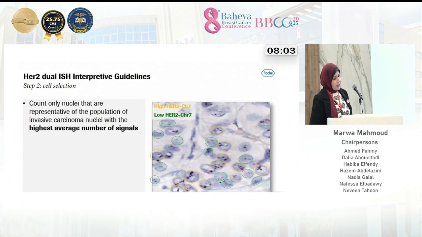هنكمل في السيل سيلكشن إن إحنا هنكاونت only nuclei that are representative للـpopulation of invasive carcinoma with the highest average number زي ما قلنا. يعني هنا اللي بالأخضر ده فيها نيوكلياي فيها low signals، فأنا مش هعد فيها، أنا هختار النيوكلياي اللي فيها high HER2 high chromosome 17 expression.